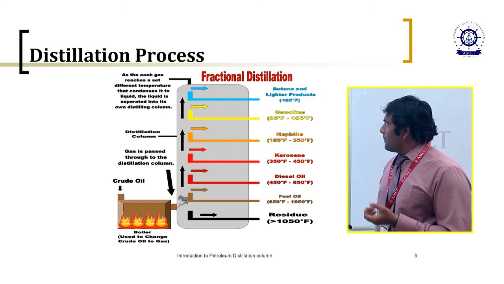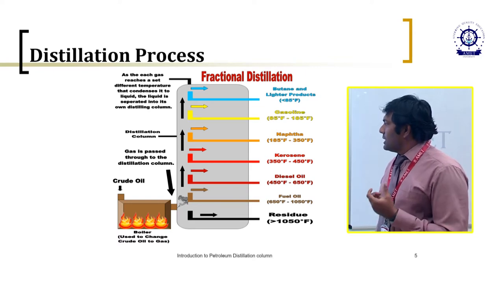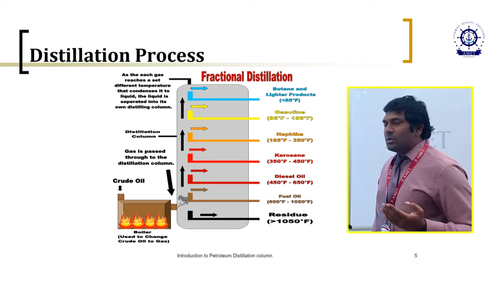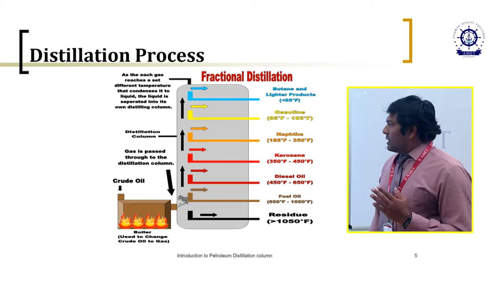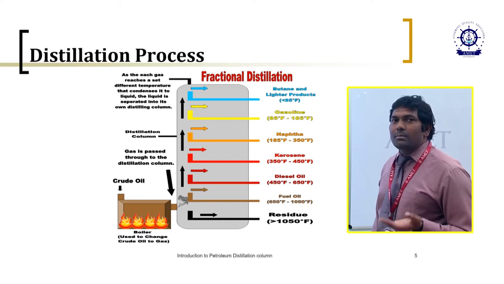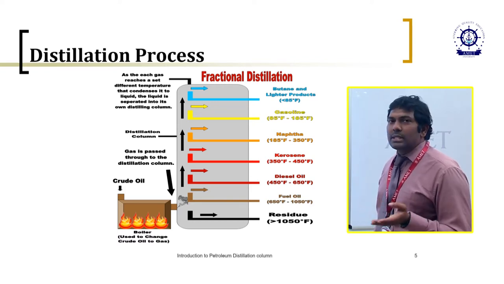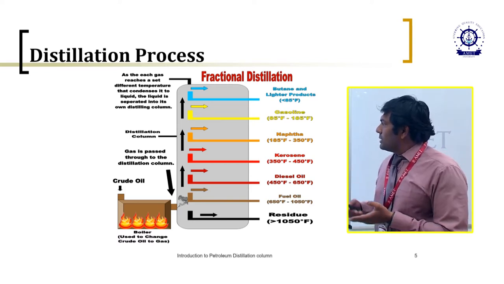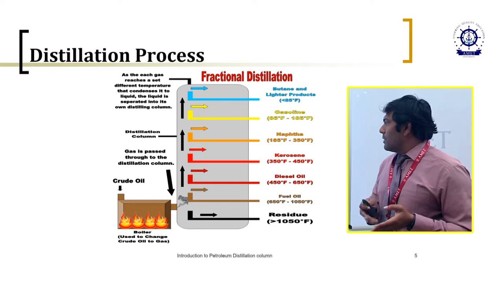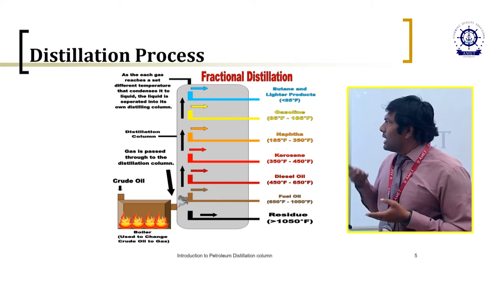In this slide, I will explain the working process of the distillation column. Initially, the crude is preheated in a boiler, and then the preheated crude is sent into the distillation column. The crude oil is preheated because we have to increase its temperature and pressure. Once the temperature and pressure are increased, it is sent into the column. The pressure inside the column is lower than the pressure in the preheater, so the crude oil moves as a vapor in the upward direction in the fractional distillation column.